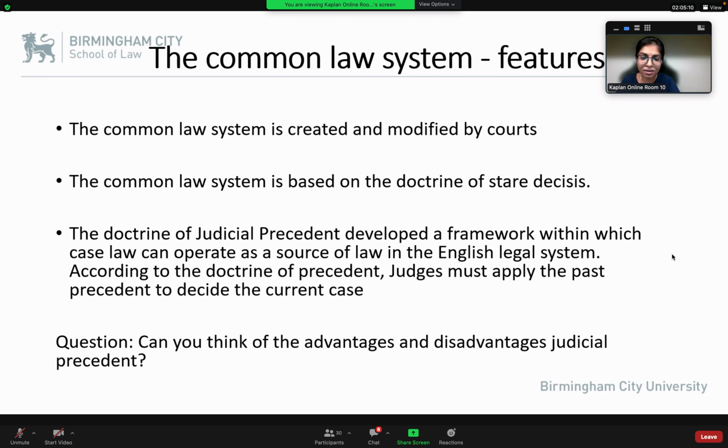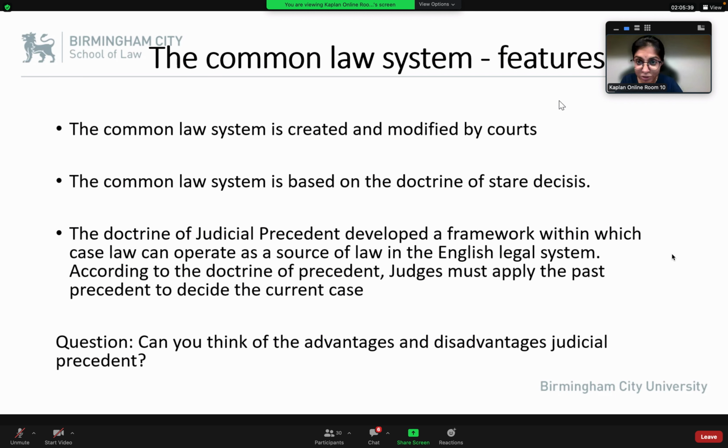So first, I think this is self-explanatory. The system is created by the courts. Our common law judges are the ones who created the common law system. Remember I told you earlier, they developed law in Westminster and then expected all the other judges to apply the same laws, right? So the system was created by the judges, and the system was also modified by them.